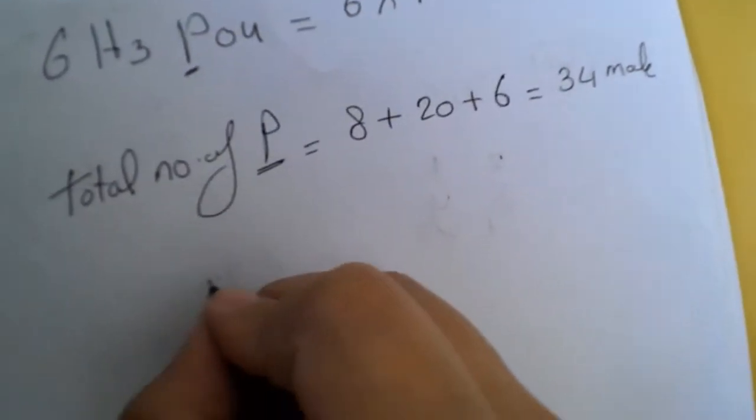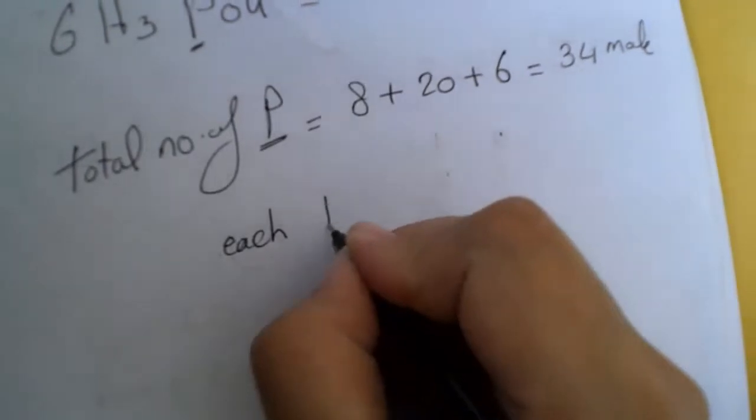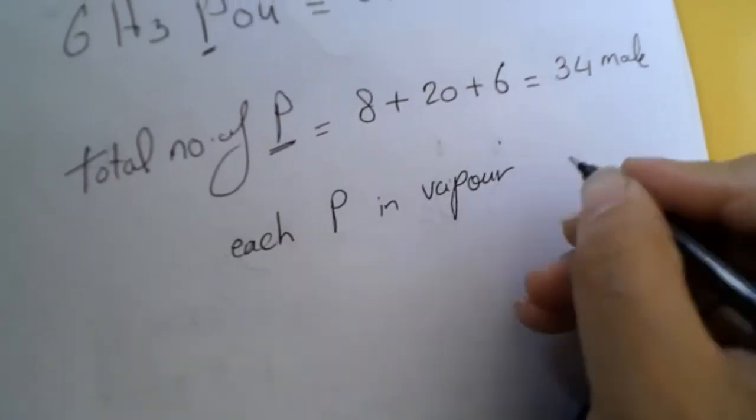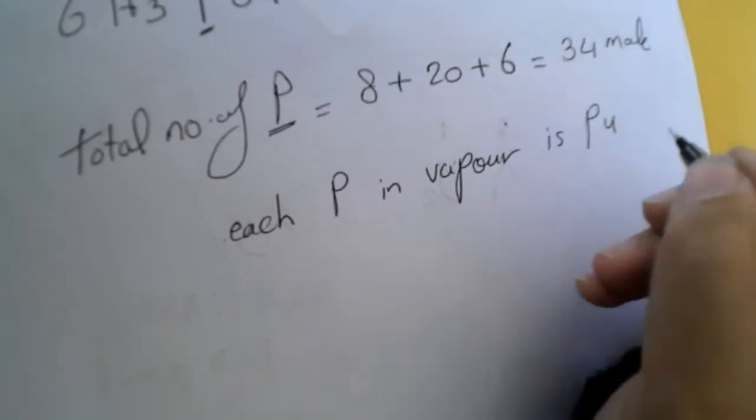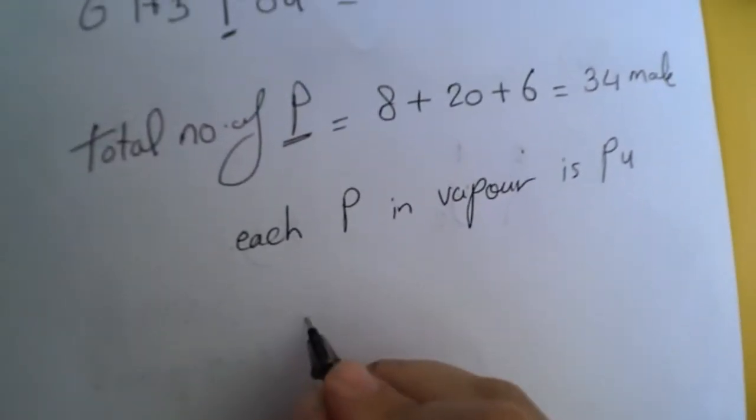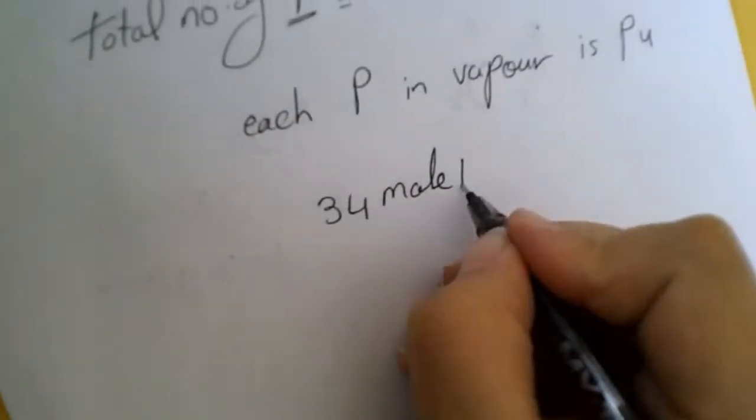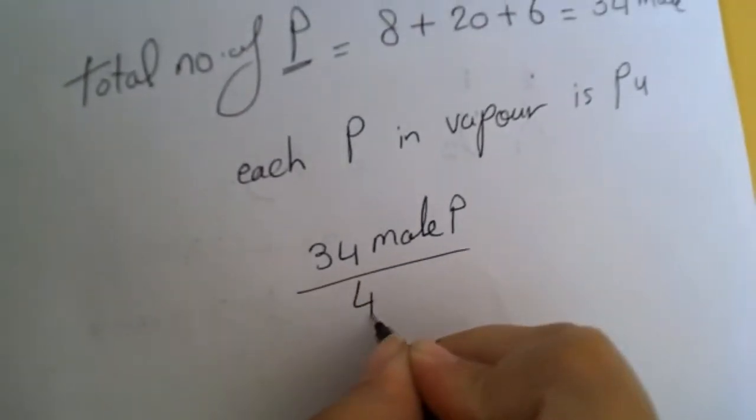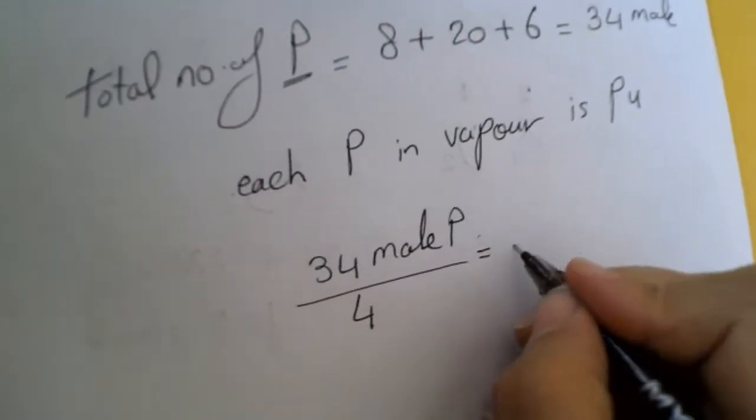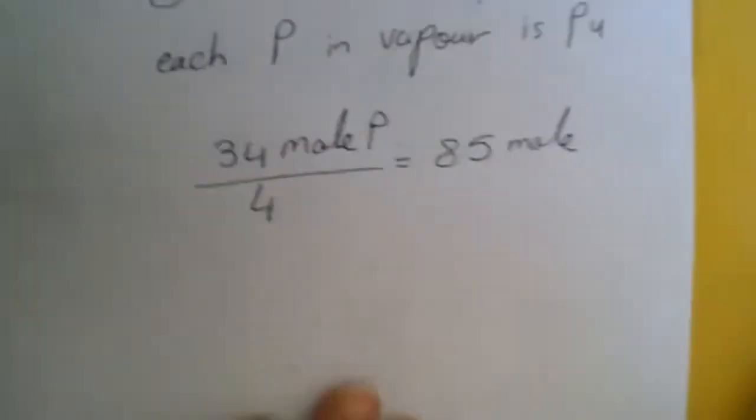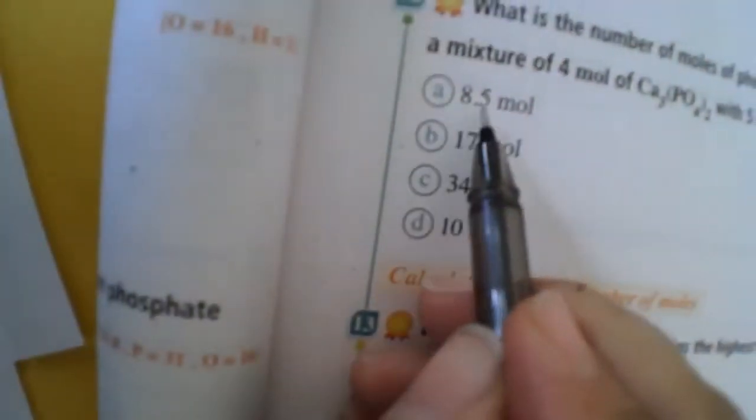And each P in vapor state is P4. We're gonna divide the 34 mole of single P over 4, it will be 8.5 mole. So the correct answer will be 8.5 mole.